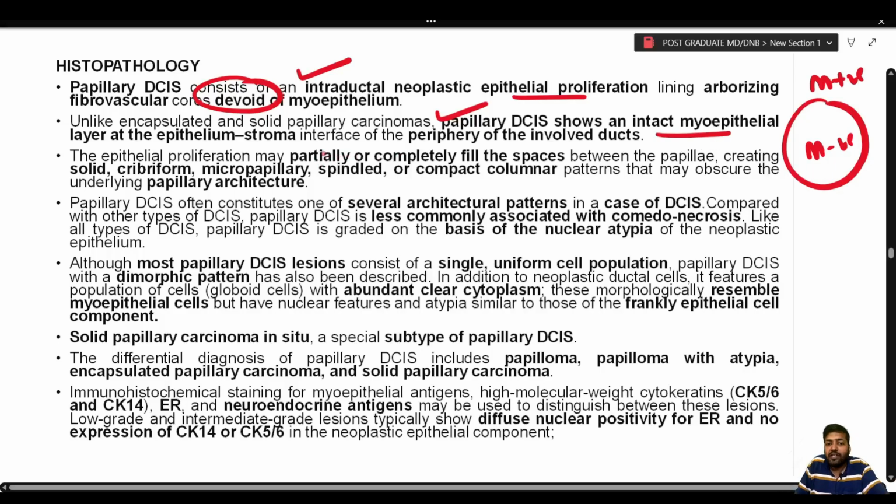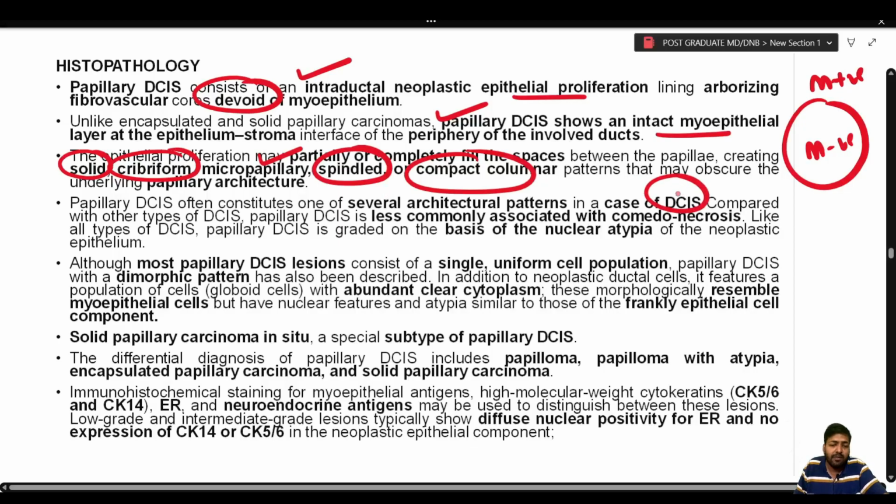The epithelial proliferation may partially or completely fill the space between the papillae, creating many different architectural patterns, like a solid pattern, cribriform pattern, micropapillary, spindle, compact columnar. So many architectural patterns can be there, but along with that, the underlying basic papillary architecture will be preserved. Papillary DCIS often constitutes one of these several architectural patterns in a case of a DCIS.